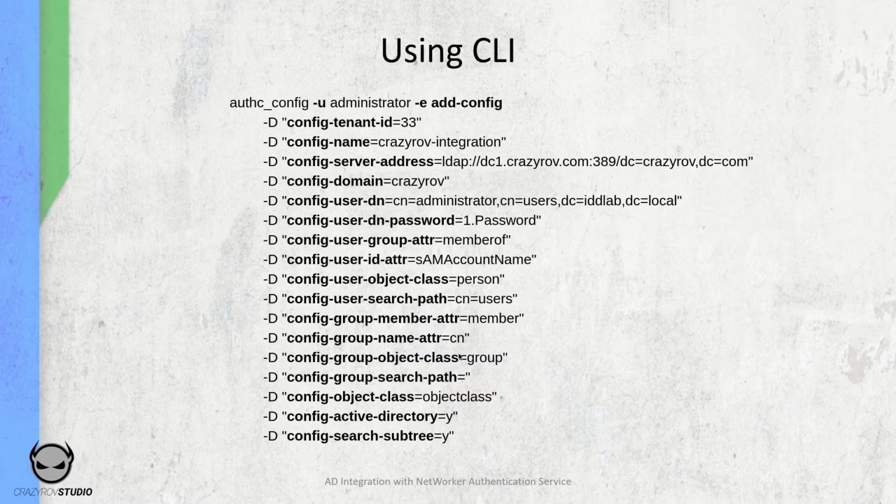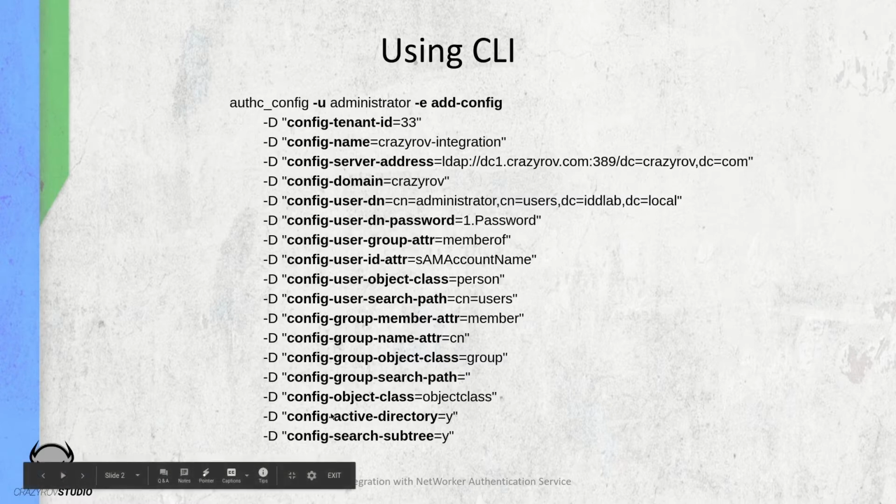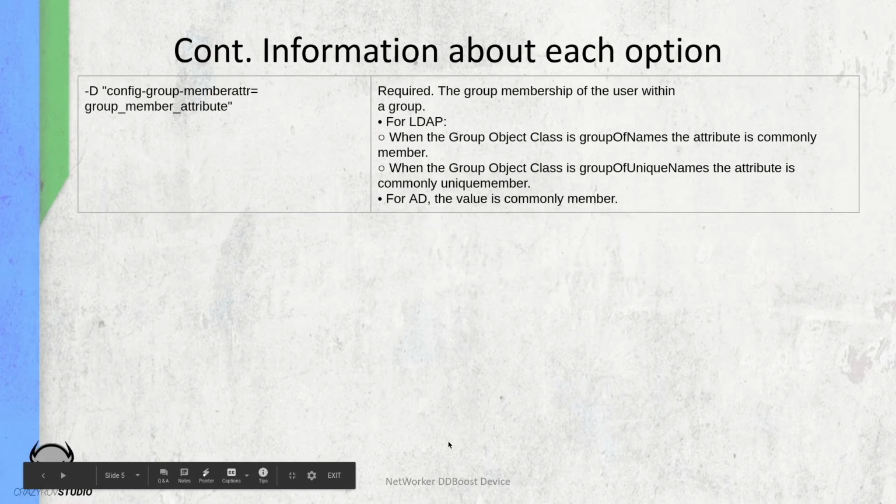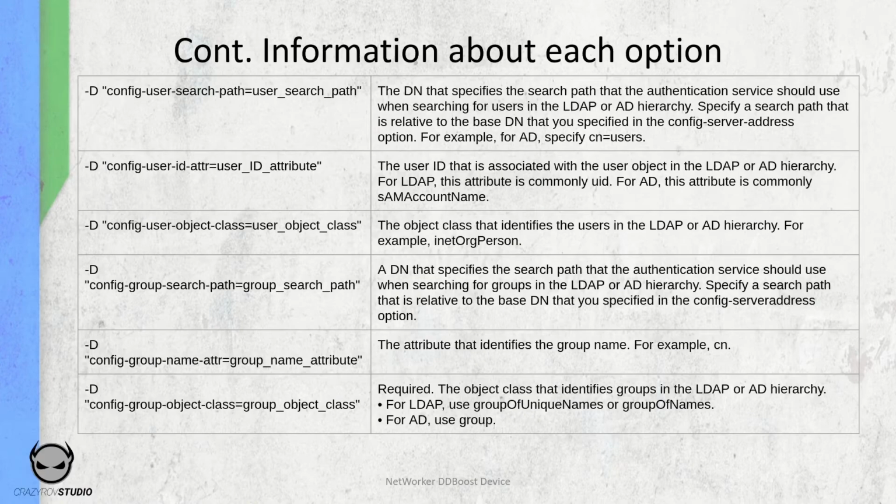The config group object class is group. This is again automatically filled. The config group search path we had seen was CN equal to users, which is relative to the Active Directory CN path. The object class is objectClass. It is an Active Directory configuration, yes, and if there are subtrees inside the search path, then it needs to search the subtree as well, and that is what is represented by the parameter yes. So this is all the information that is required to complete the configuration.